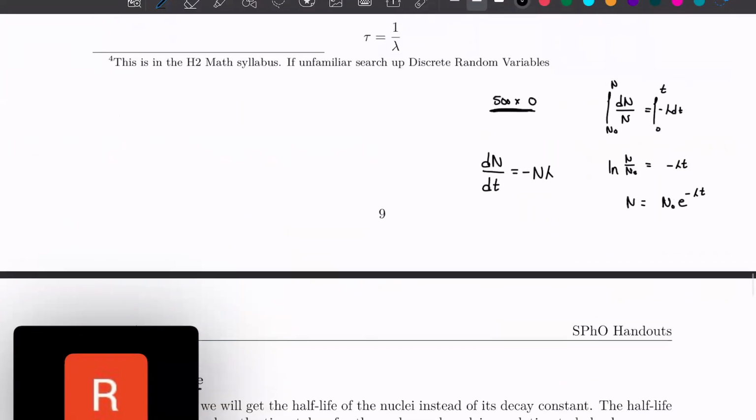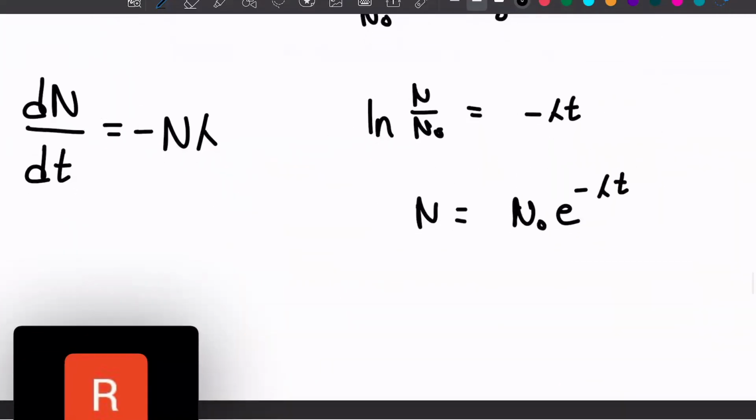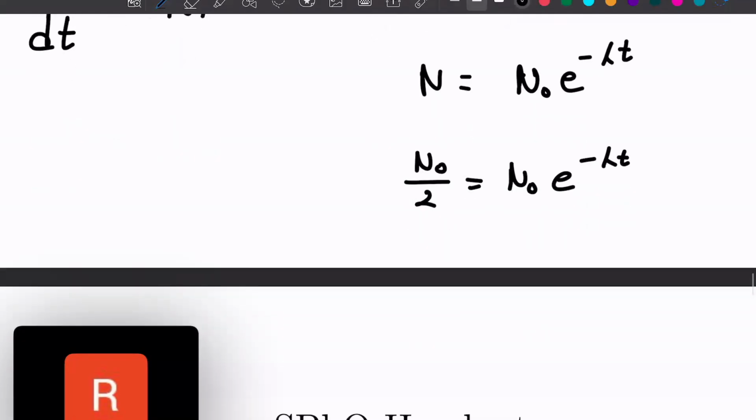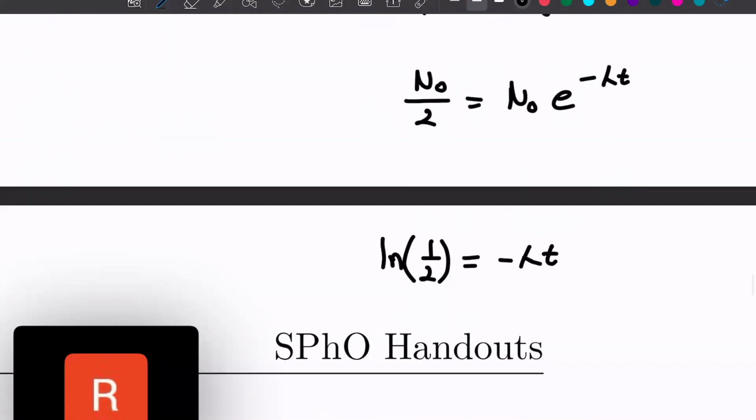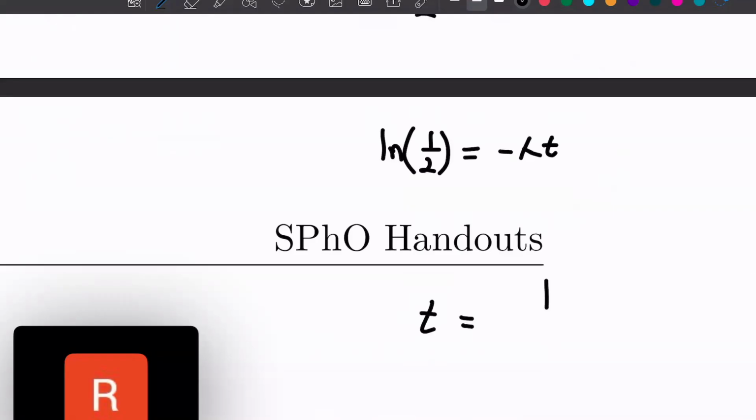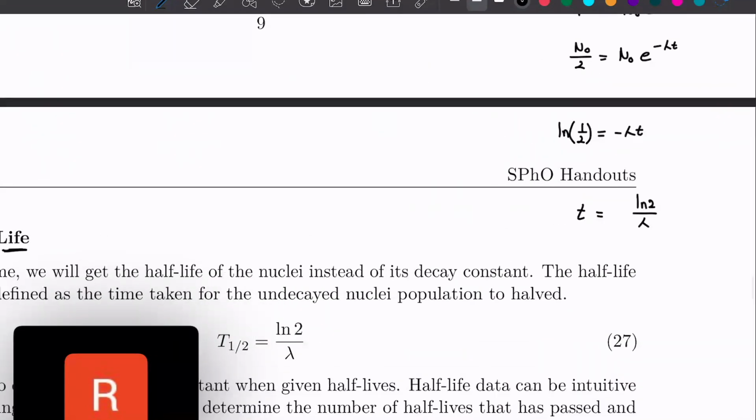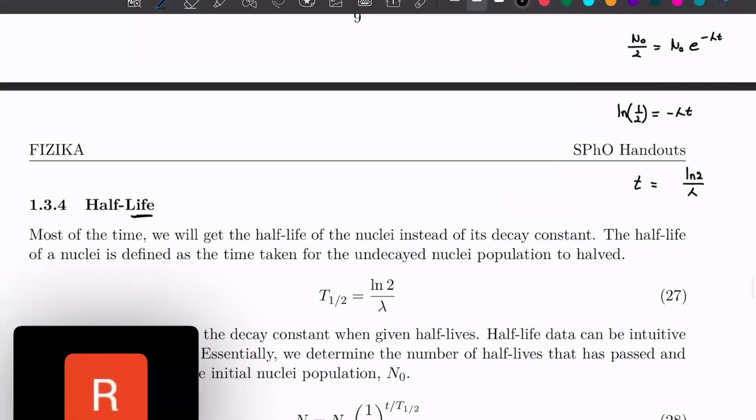Okay, so then if you want to do the half-life, you just say N is going to be half of N naught. This is the original, and this will be half of that. So N naught over 2 equals N naught e to the minus lambda t. Basically ln of half equals negative lambda t, and so your half-life is equal to ln 2 over lambda. Yep, so t equals ln 2 over lambda.